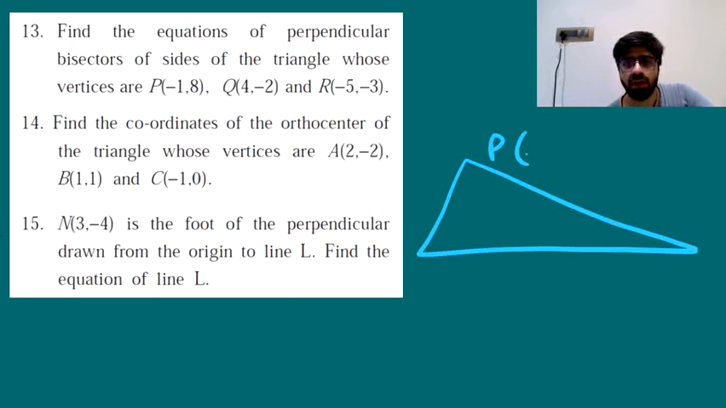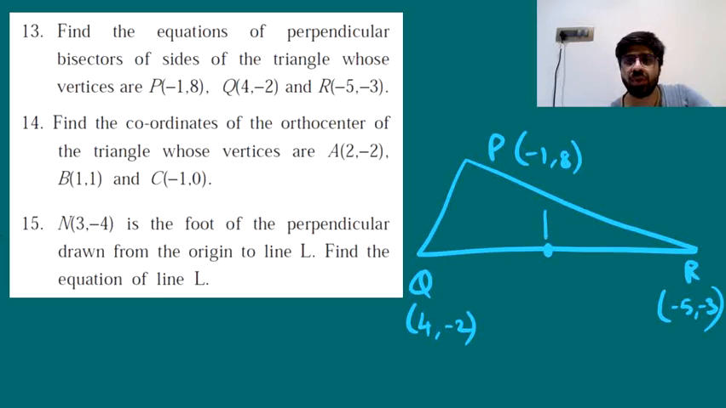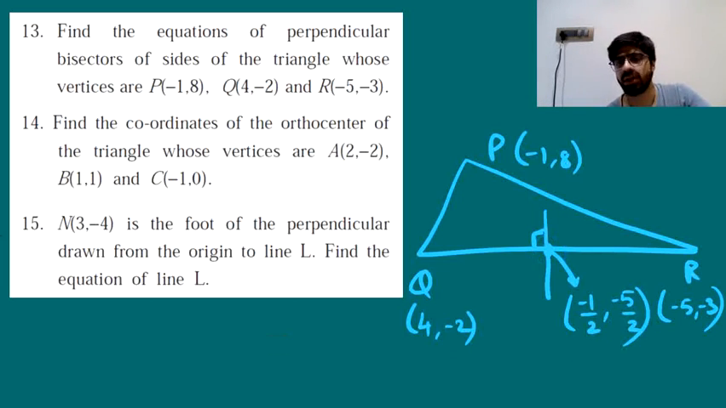So here's P, the coordinates are -1, 8. Here's Q, the coordinates are 4, -2. And here's R, the coordinates are -5, -3. The perpendicular bisector means the line passing through the midpoint of QR and perpendicular to it. This line is passing through the midpoint of QR, and the midpoint will be found by the midpoint formula. 4 plus -5, that is -1, divided by 2, that's the x coordinate. -2 plus -3, which is -5, divided by 2, that's the y coordinate of this point. So we know this point through which our required line is passing.